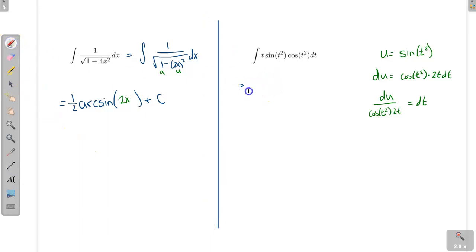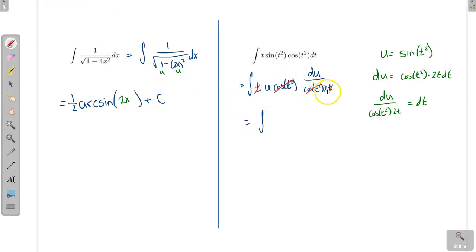All right, I haven't done anything with this t yet. Sine of t squared is u. I haven't done anything with cosine of t squared yet. But dt is du over cosine of t squared times 2t. All right, so now we cancel out what we can. Cosine of t squared completely cancels out. That t cancels out with that.